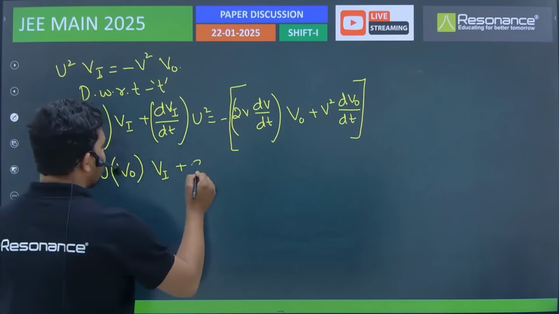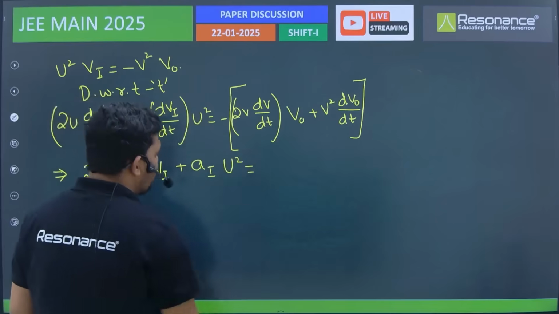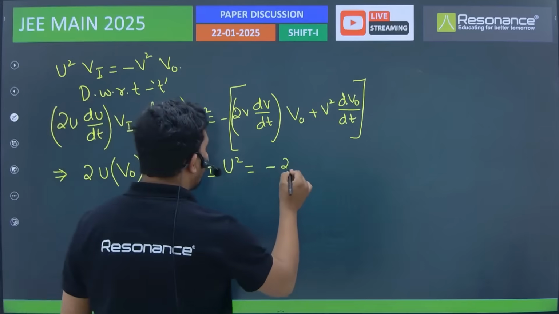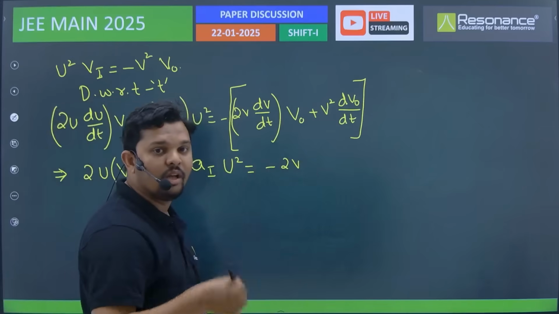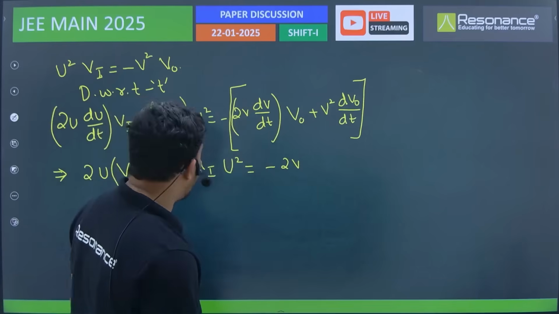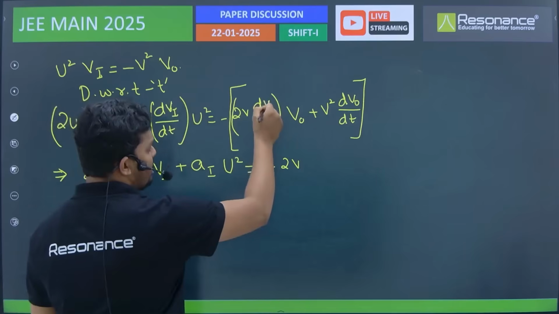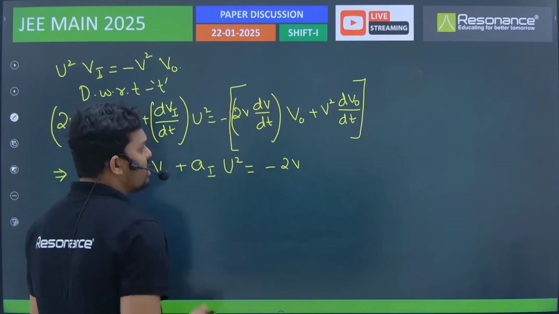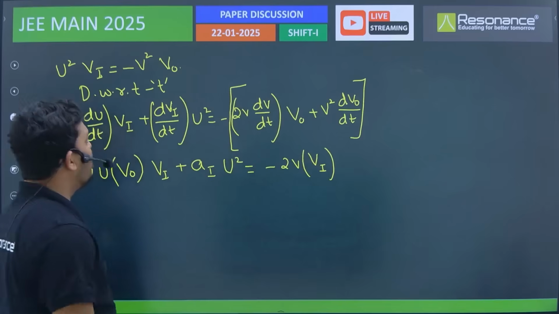Yeah, so this is going to be image acceleration into this u square, which I wish to keep as it is, followed by minus 2 into v into the rate of change of image velocity with respect to time. Basically we are taking this part as dv by dt. So this is going to be image distance, and the rate of change of image distance with respect to time is going to be image velocity. I hope you got my point.